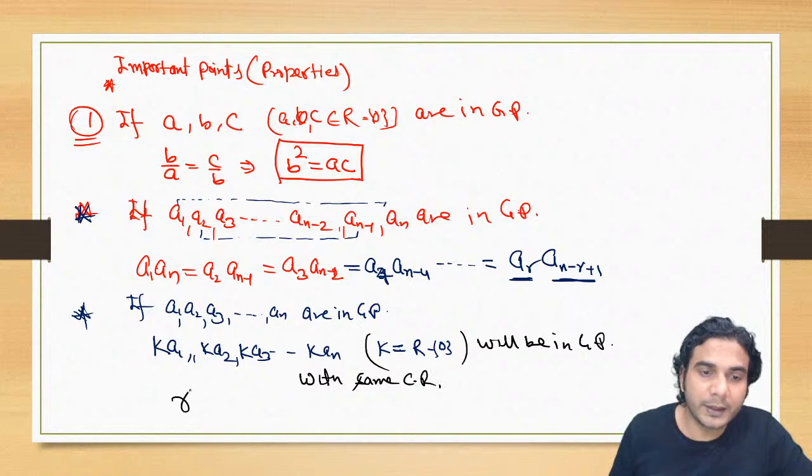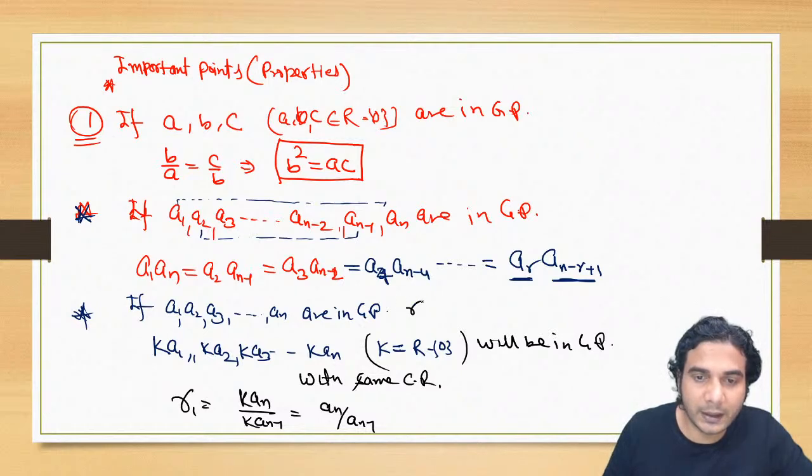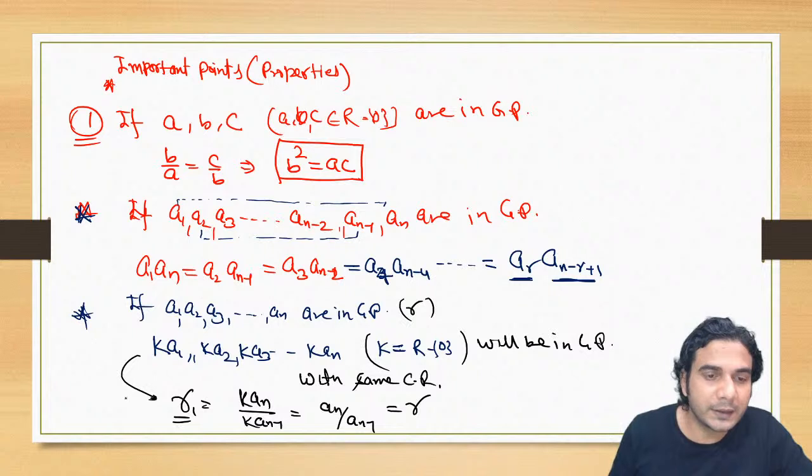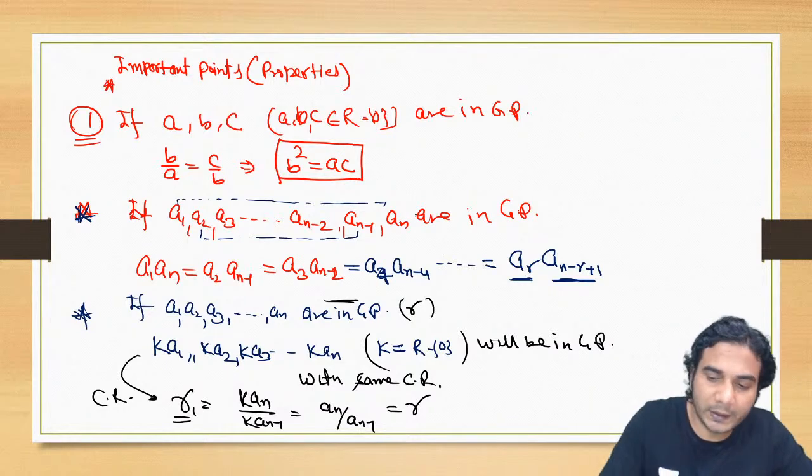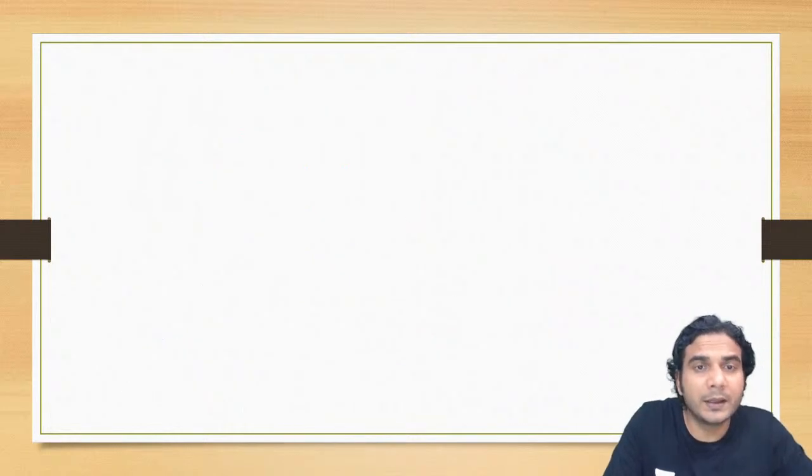So let's take common ratio of this as R1, that will be ka_n upon ka_{n-1}, that is a_n upon a_{n-1}, and let's say common ratio of the original is r, all right, then this is equal to r. So R1, common ratio of this is equal to common ratio of the original sequence. So I hope this point is clear. So if you multiply a constant to all the terms of a GP, then terms will remain in GP.